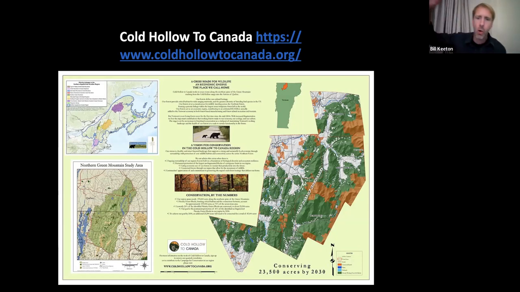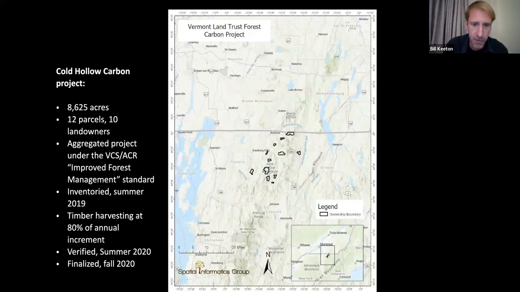And it's this critical corridor that links the northern Appalachians, basically the Green Mountains, up into southern Quebec, where I am right now speaking to you from Montreal. So we chose that landscape here, the US side of the border, and we developed the Cold Hollow Carbon Project, about 9,000 acres, bringing together 12 parcels, 10 landowners, and we developed the first large for us, aggregated carbon project under the voluntary market. So this is the international voluntary market using the American Carbon Registry Protocol. And this has been very successful.